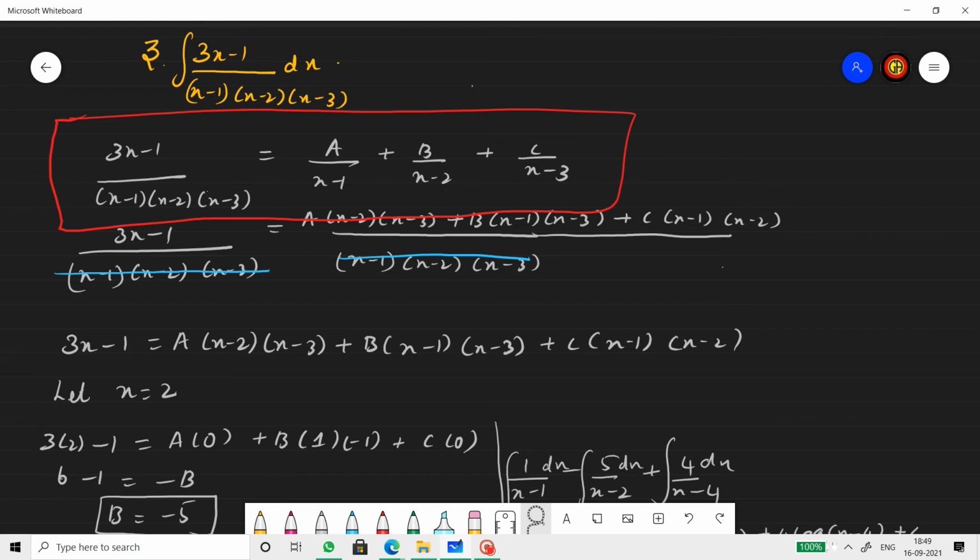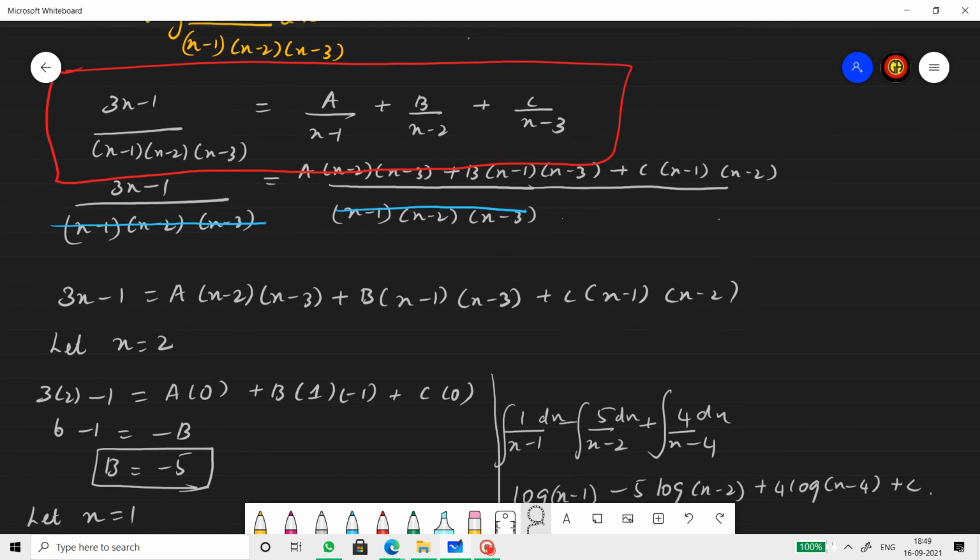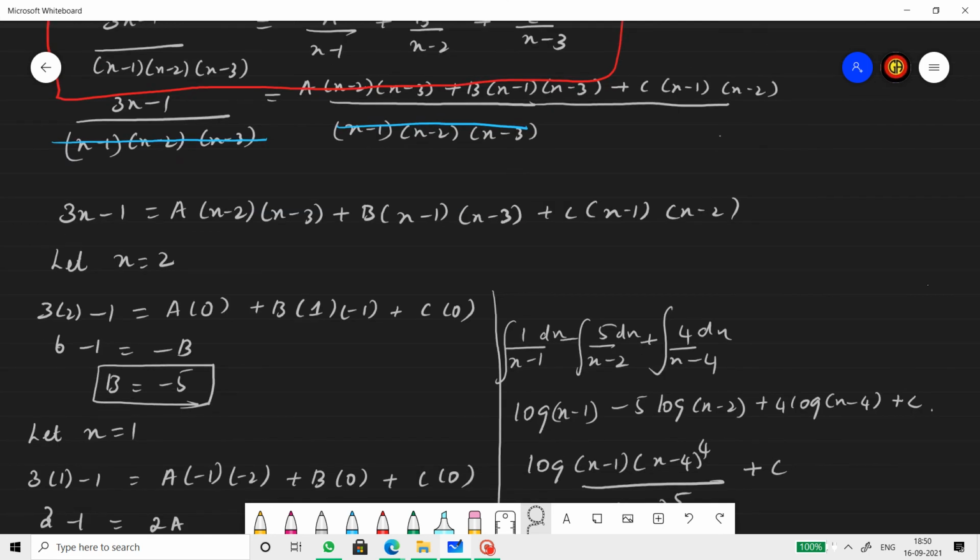Now take the LCM like we normally do. So a will get multiplied with x minus 2 and x minus 3. B will get multiplied with x minus 1 and x minus 3. C will get multiplied with x minus 1 and x minus 2. With this, I'm landing at this step. And then the denominator will entirely get cancelled with the term that you have on the left side. And then it's only the numerator that is standing.